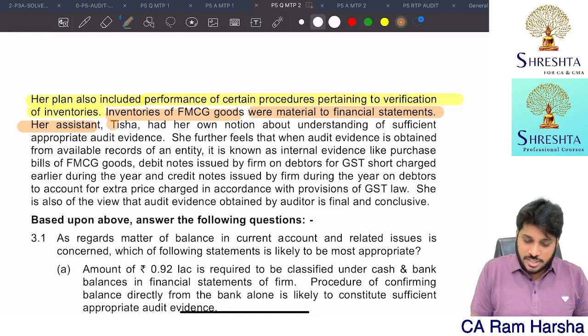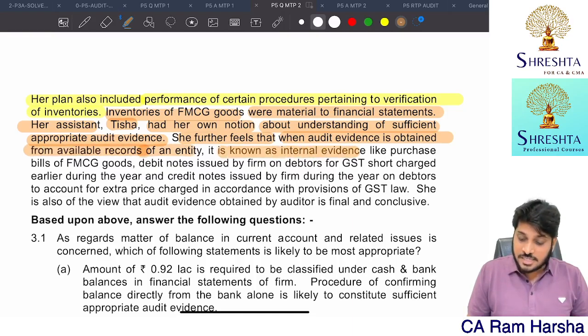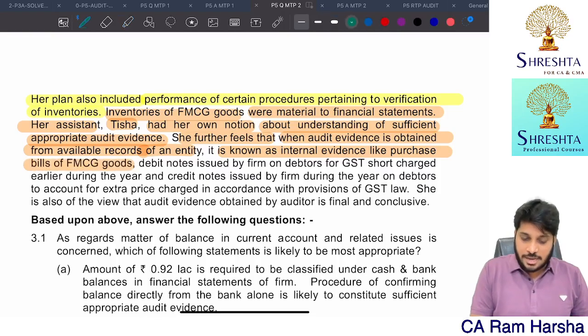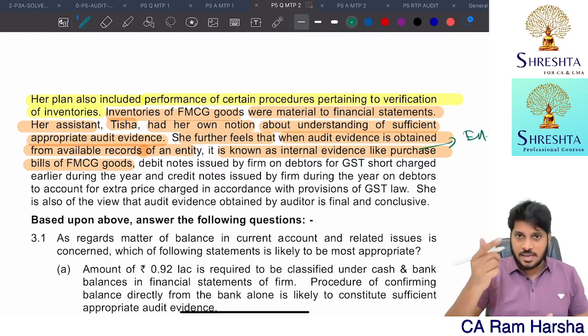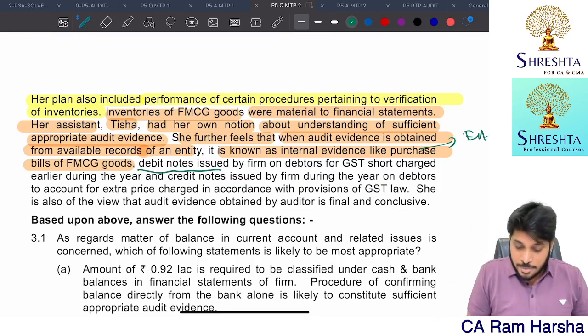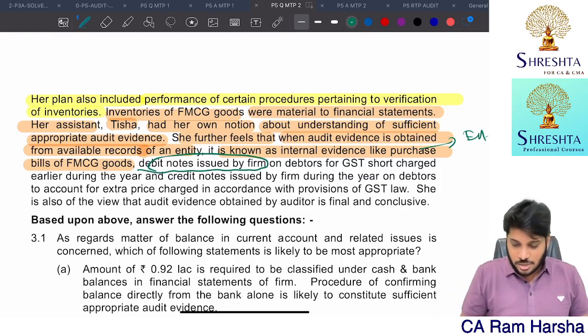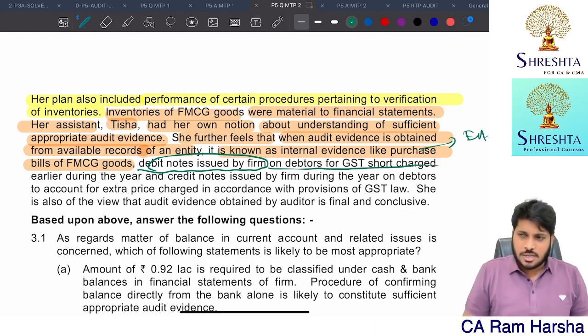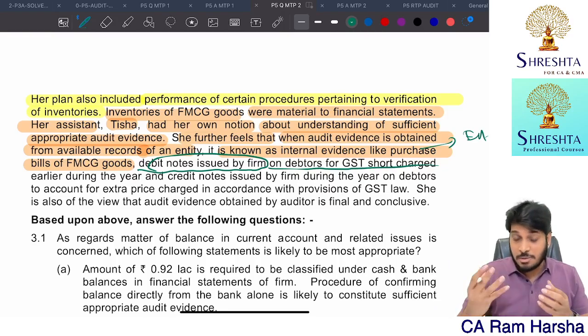Her assistant, Trisha, had her own notion about understanding of sufficient appropriate evidence. She further feels that when audit evidence is obtained from available records of the entity, it is known as internal evidence, like purchase bills of FMCG. Purchase bills of FMCG is an external evidence. If a firm is purchasing goods from a third party, like our entity is purchasing goods, no, purchase bill we get. That's an external evidence. Debit notes issued by the firm. This is internal evidence on debtors for GST short charge. Suppose we sold goods, but we charged lesser GST, so we raised a debit note. That's an internal evidence because we prepared it.